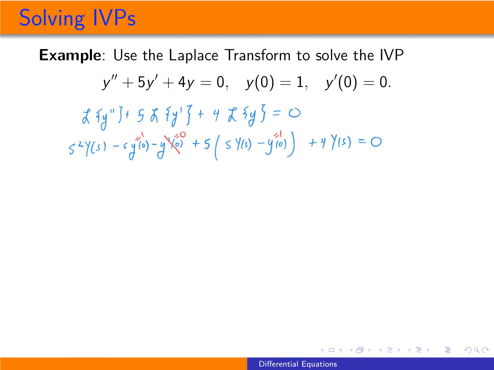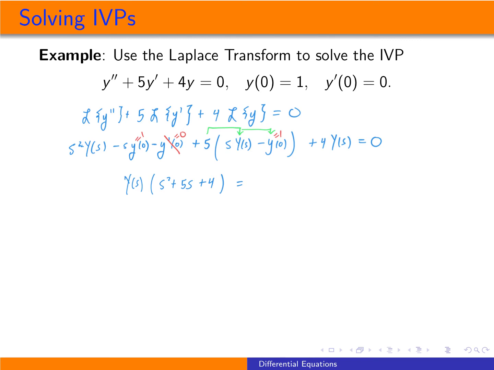And now we group our terms together. We have some number of terms that involve big Y of s. We group those together on the left. There's a big Y of s times s squared plus 5s plus 4. And I should note that we do need to be careful to distribute that 5 through to both terms.